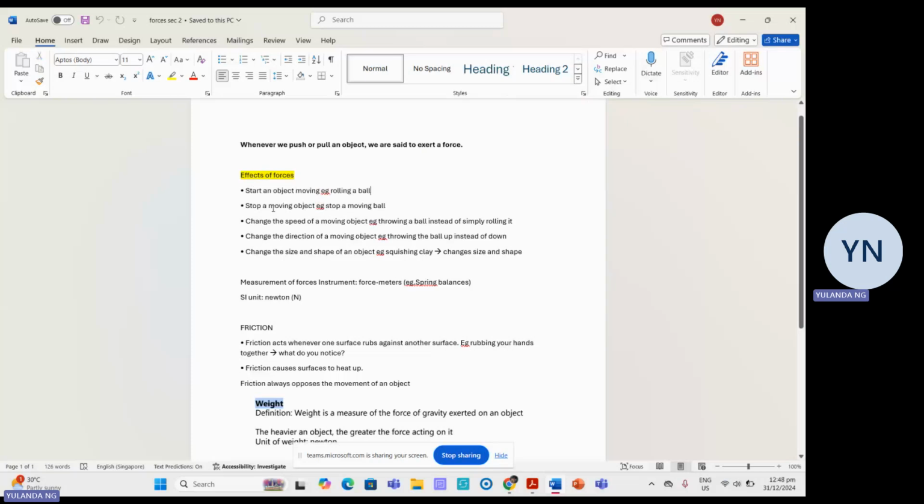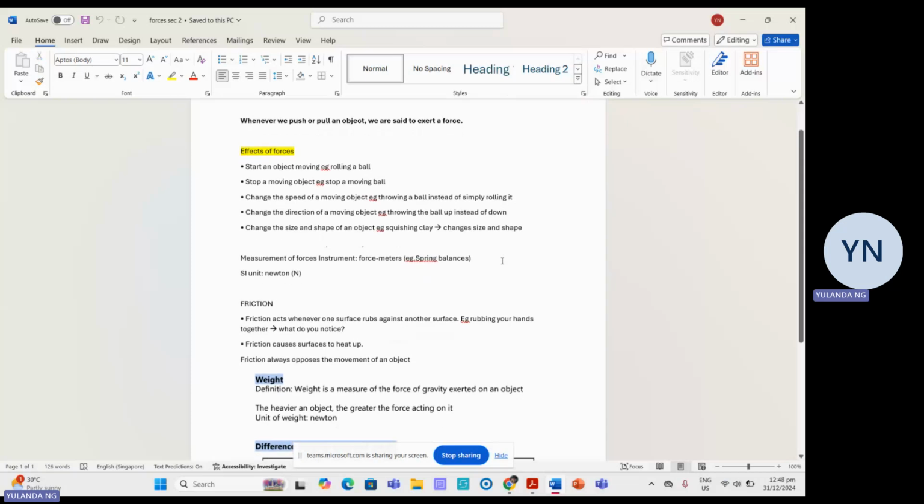Thirdly, changing the speed of a moving object, such as throwing a ball instead of simply rolling it on the table. Fourth, changing the direction of the moving object. And last but not least, changing the size and shape of the object. So just remember these 5 effects of forces, okay?